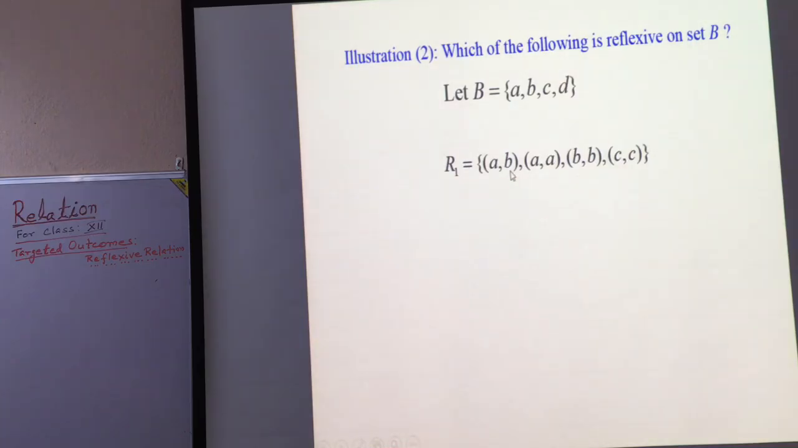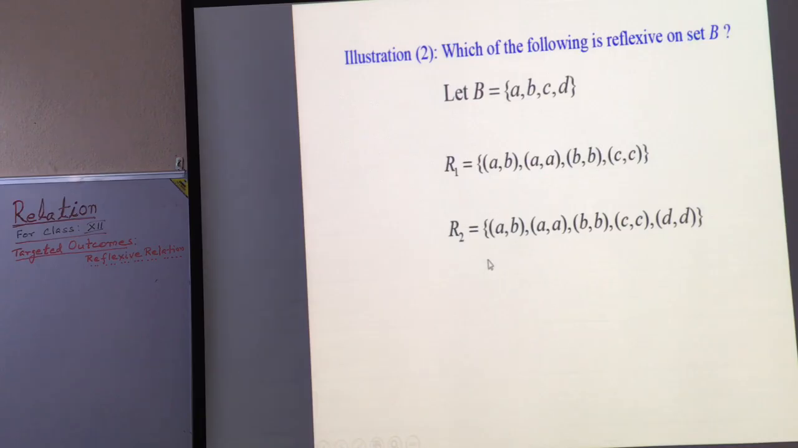Ordered pair AB is present, doesn't matter. A is present, so A is related with A. B is related with B, as ordered pair BB is present. C is also related with C. But for ordered pair DD, D is present in B, and ordered pair DD is not in R1, so R1 is not reflexive.